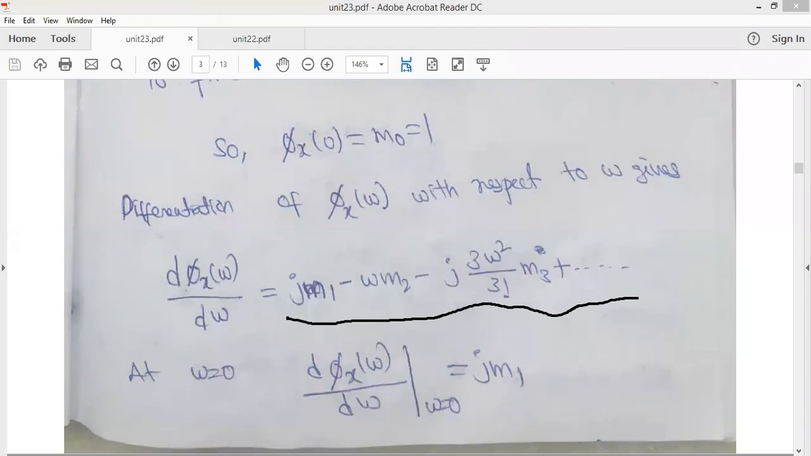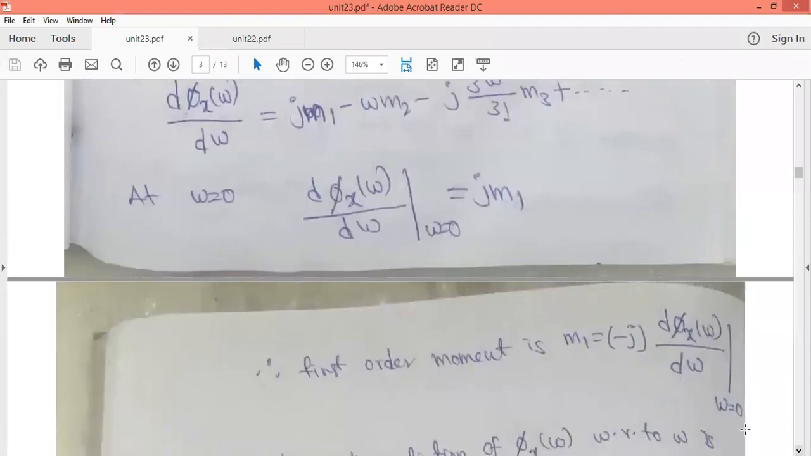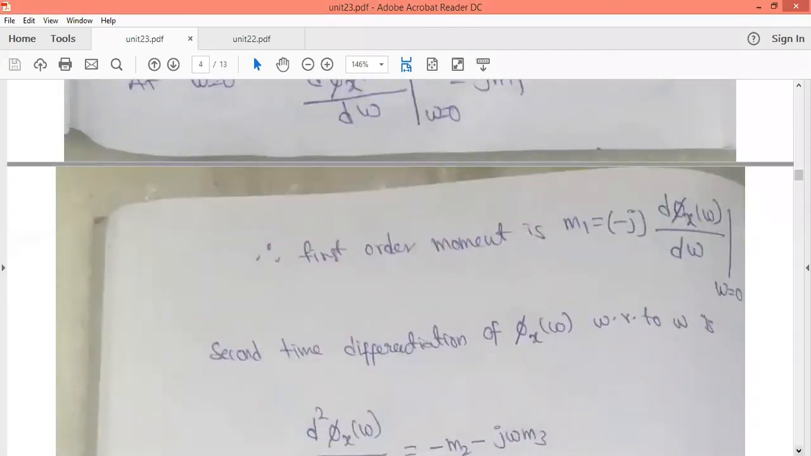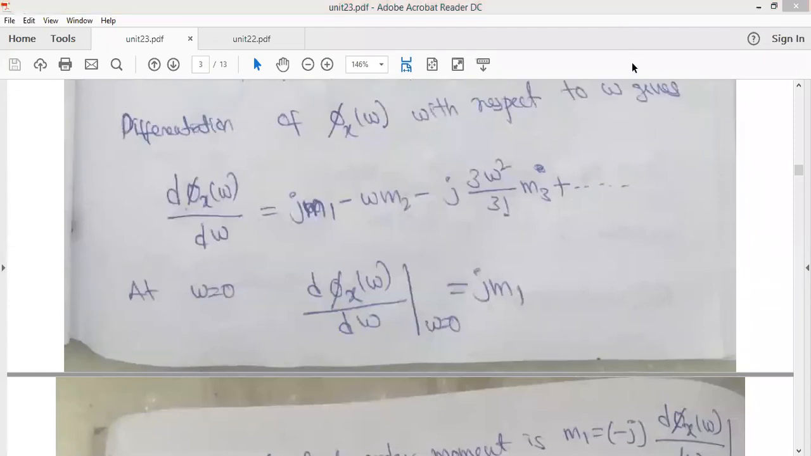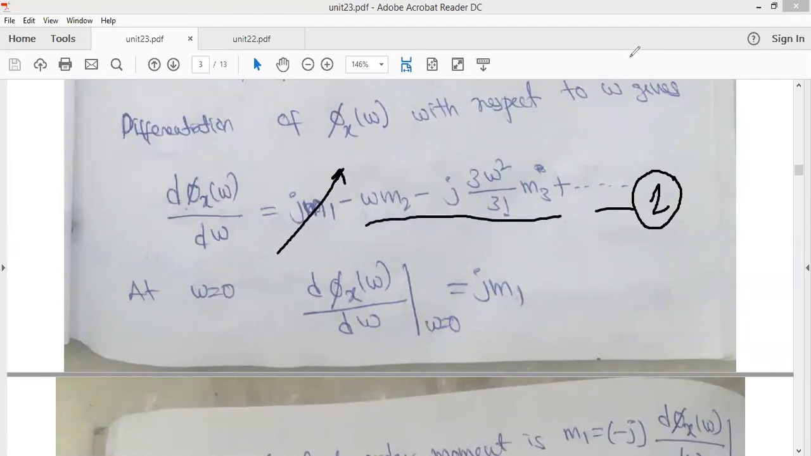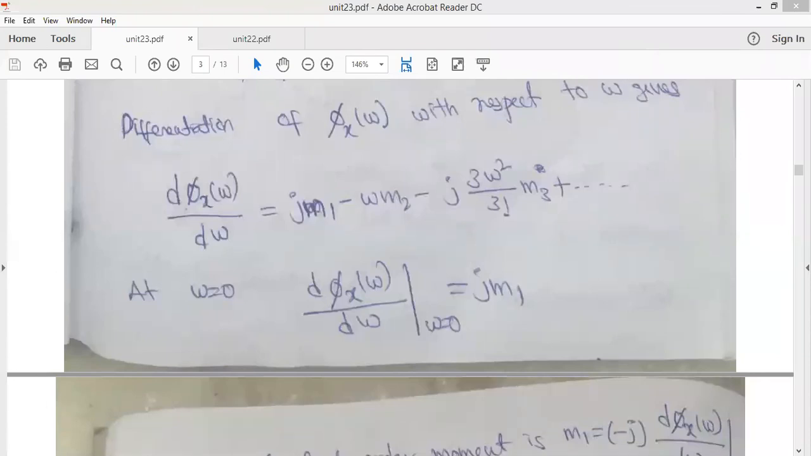Now from this equation, what is m1? From this equation, m1 will be minus j d phi x of omega by d omega, by substituting omega is equal to 0. Now this is how we will be finding m1. Now to find out m2, what we do here, we take this as equation 2. Then we differentiate equation 2 once again with respect to omega. Since this is constant, this becomes 0. We will be having the terms from here onwards, so we'll be having minus m2.